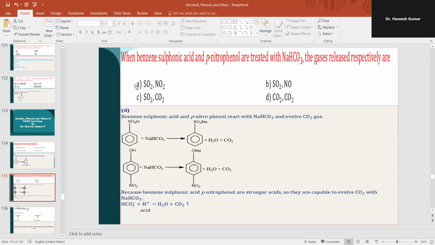Let's take another question. When benzene sulfonic acid, that means this is the one, and paranitrophenol, that means this is the one, are treated with sodium bicarbonate, the gas released respectively are. So when benzene sulfonic acid and paranitrophenol both react with sodium bicarbonate, they release carbon dioxide gas. So option D is the correct one.